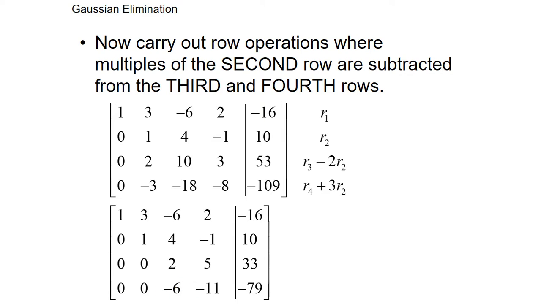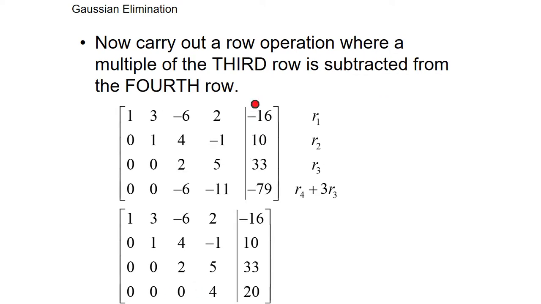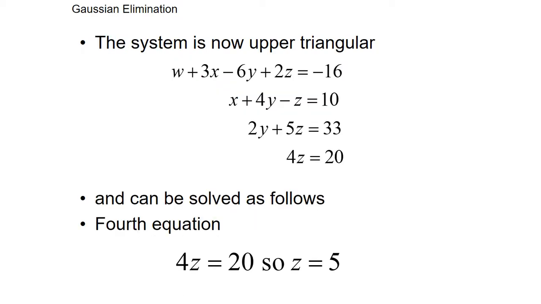Yes, next we'd like a 0 here. And now we subtract a multiple of the 3rd row from the 4th row. So we take row 4 and we subtract off minus 6 over 2. That is, we add 3 row 3. And you can see now it turns into an upper triangular system on the left. And now one by one we can solve the resulting equations.